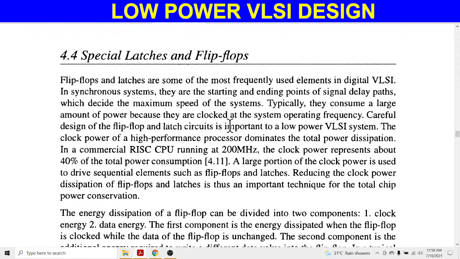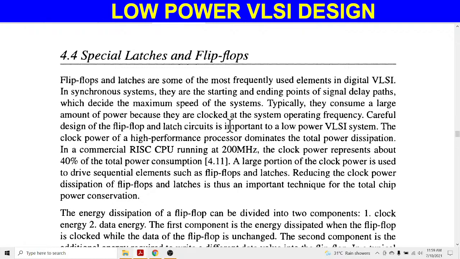Flip-flops and latches are very important components. We already know that, and their significance is very high in digital VLSI, because in digital VLSI, when we need to implement any circuit, we always require these flip-flops and latches. Now the question arises, why do we use flip-flops and latches? Actually, the main purpose is to control the timing interval. Along with it, they also act as a memory element.